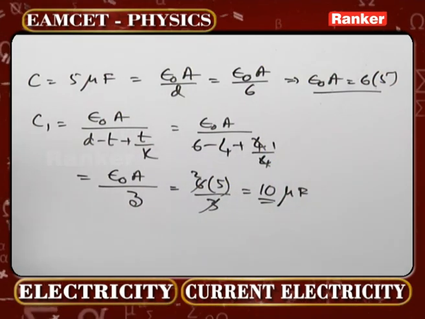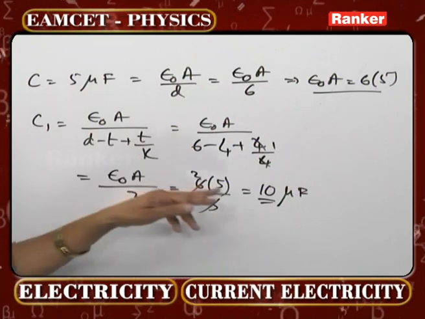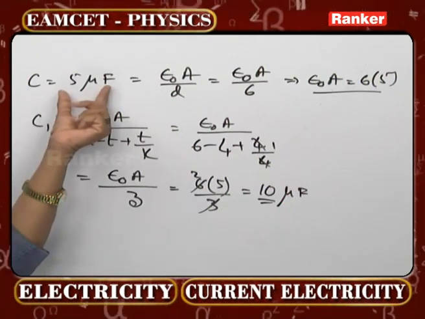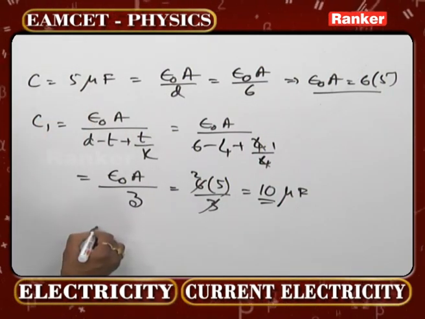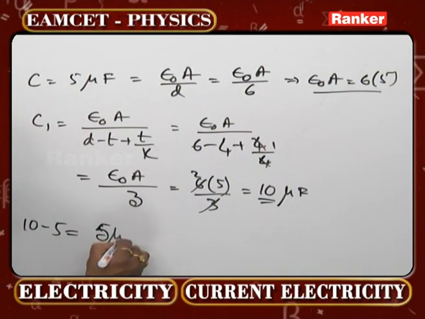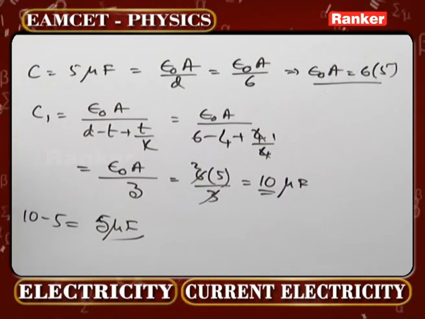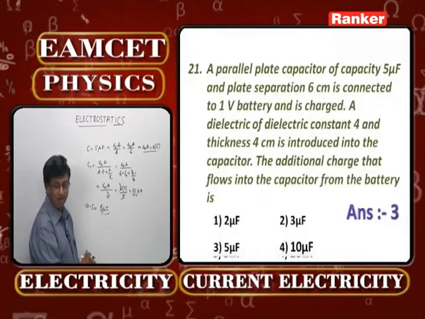But what is this question asking? Additional charge. Earlier it was 5. Now it is 10. What will be the additional charge here? It is now going to be 10 minus 5, which becomes 5 microfarad as such. So what is the correct option there? Third option is going to be correct for us.